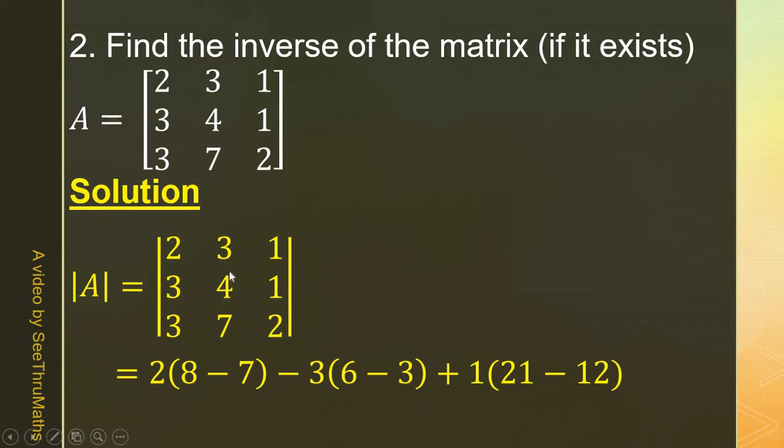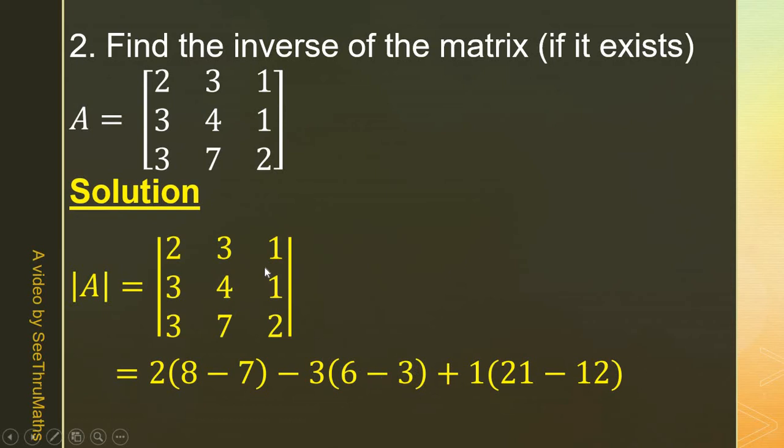Then minus, here this 3 comes again, multiplied by, now remove this row and this column. We get the minor 3, 1, 3, 2. So now you find the determinant of this one. 3 multiplication 2 is 6. See here 6. Then 1 multiplication 3 is 3. So 3. So you want to subtract.